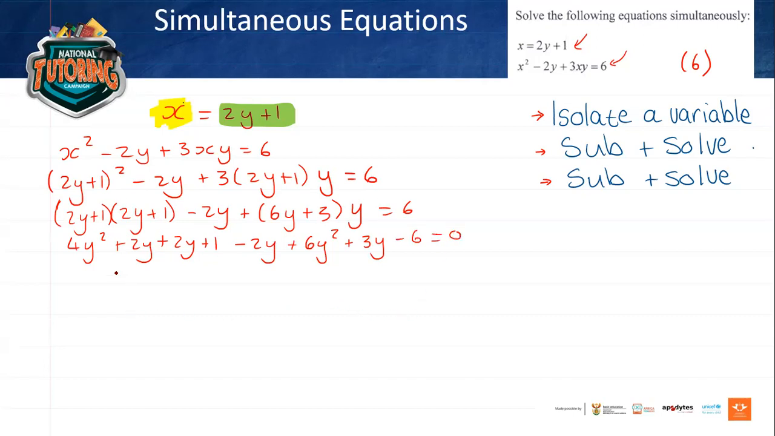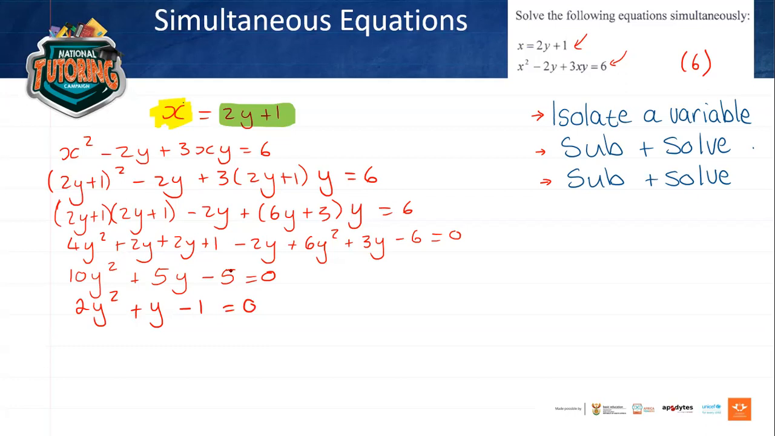Now I need to simplify everything. I've got a 4y squared plus a 6y squared, which gives me 10y squared. Plus 2y minus 2y plus 3y gives me positive 5y. And positive 1 minus 6 is minus 5. And we end up with a quadratic equation again. You will see quadratic equations come up all the time in your grade 11 and 12 syllabus. So here we can see there is a common factor. So I can divide throughout by 5. So that will give me 2y squared plus y minus 1 is equal to 0.